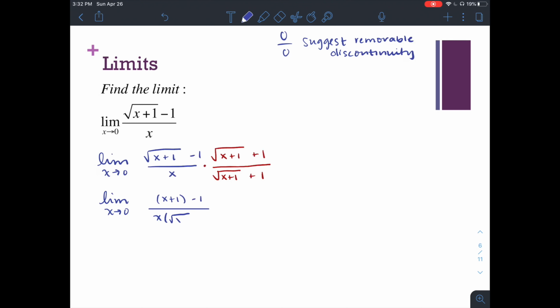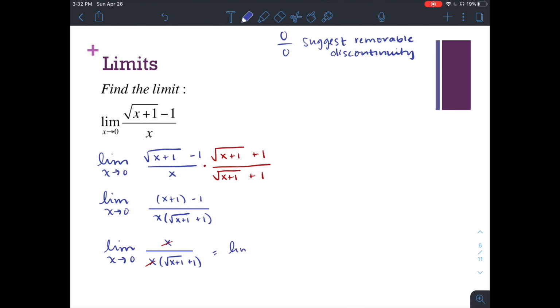It's x times parentheses, the square root of x plus 1 plus 1. And I'm going to keep simplifying because now I can combine some things in the numerator. And I end up with x over x times the square root of x plus 1 plus 1. And now you can see, oh, there is a removable factor. There is a factor that I can cancel. This x in the numerator and that x in the denominator, those cancel.